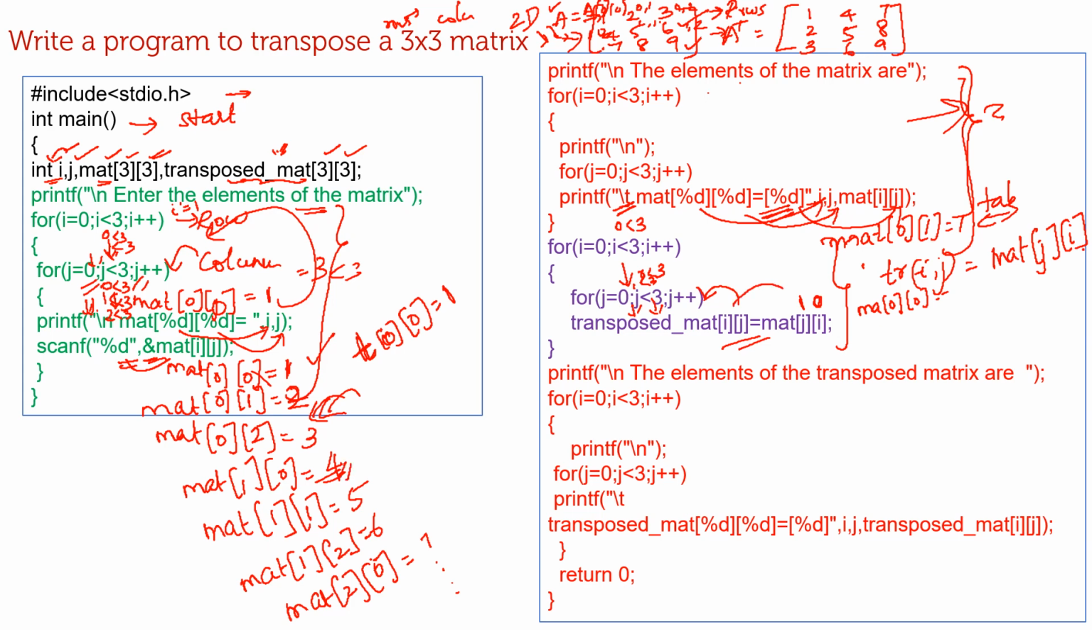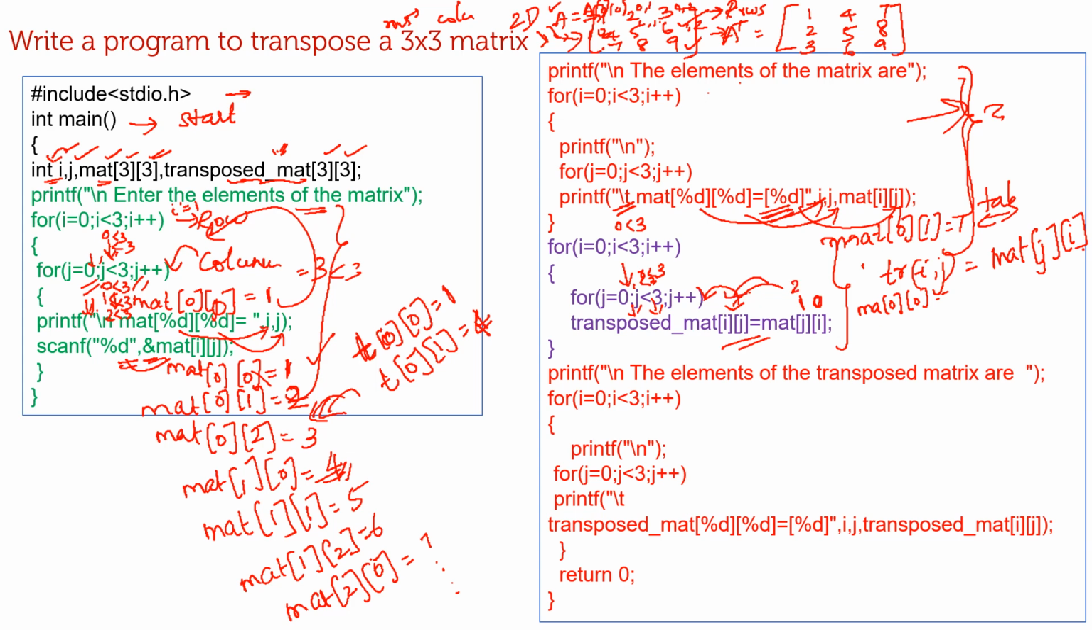Now 4 will be assigned to, what will be the value? t of 0 1 will be equal to 4, right? Now the column will be changed to your row, and row will be changed to your column. Are you able to understand? Now again it is in the inner loop. Now j becomes, what is the value?